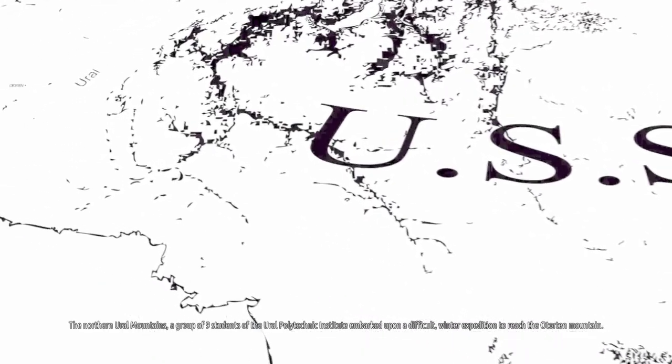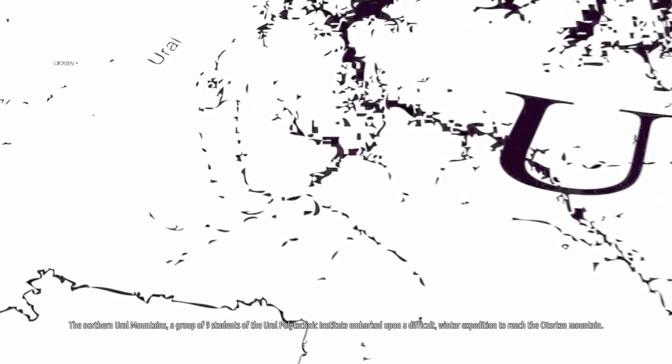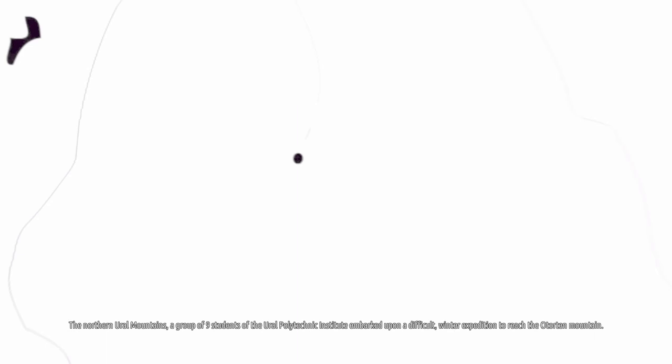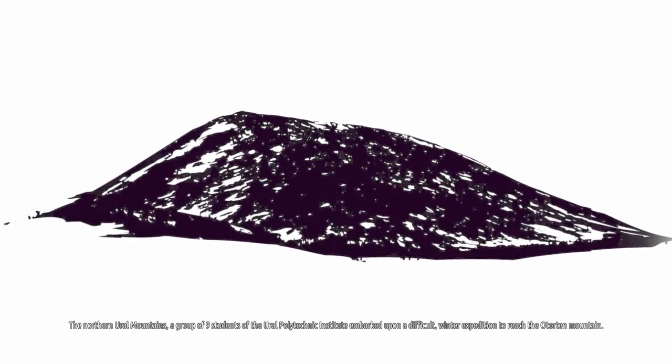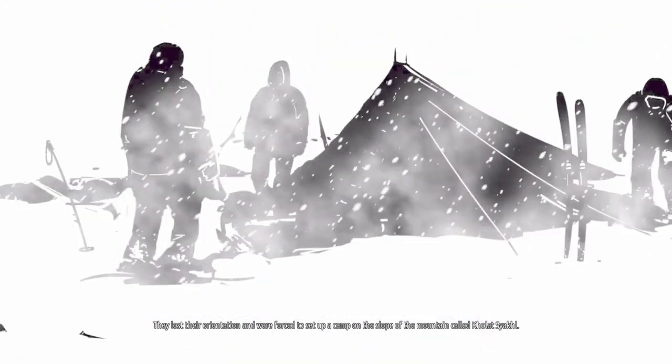56 years ago, Russia, the northern Ural Mountains. A group of 9 students of the Ural Polytechnic Institute embarked upon a difficult winter expedition to reach the Otorten mountain. Their journey seemed to progress according to plan. However, on the 7th day of their trip, the weather conditions worsened. They lost their orientation and were forced to set up a camp on the slope of the mountain called Kholat. It was their last stop.